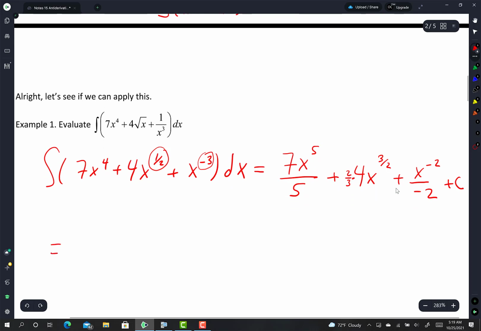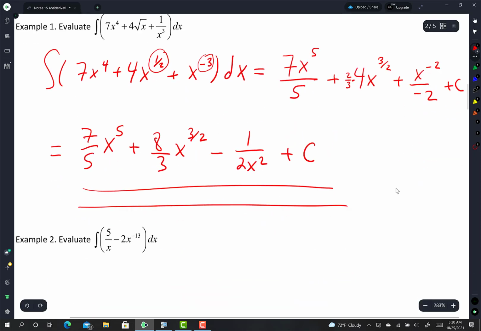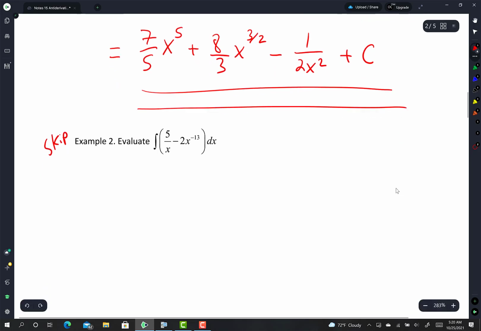All right, let's make it pretty, guys. So let's see, 7/5 x to the 5th. You can put the x on the top if you want. 2 times 4 is 8. So I'm going to write 8 over 3 x to the 3 halves. Let's see. Minus 1 over 2x squared plus c. There it is, guys. I don't see any mistakes anywhere. I think we're good. All right, let's keep going. We're going to skip this one momentarily because I see an ln with the 5 over x.